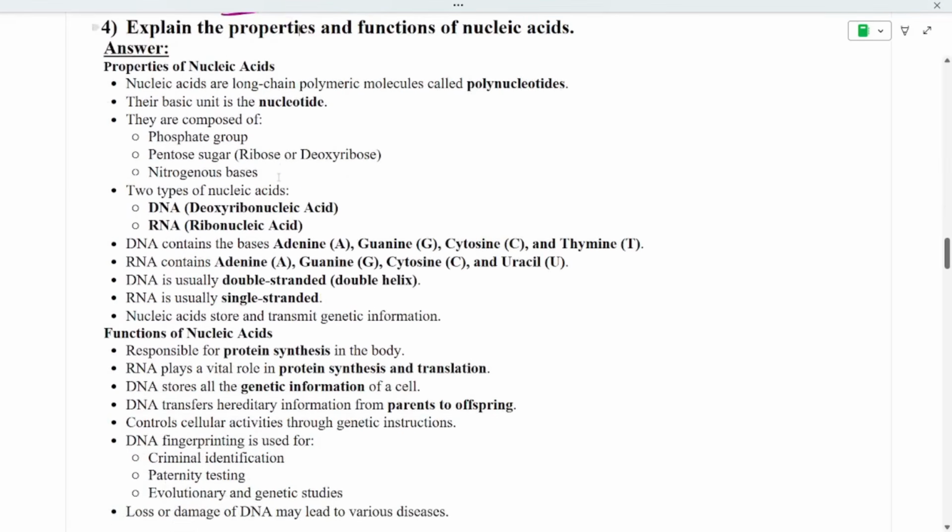Next is again the properties and functions of nucleic acids. What are nucleic acids? They are long chain polymeric molecules that are called polynucleotides.